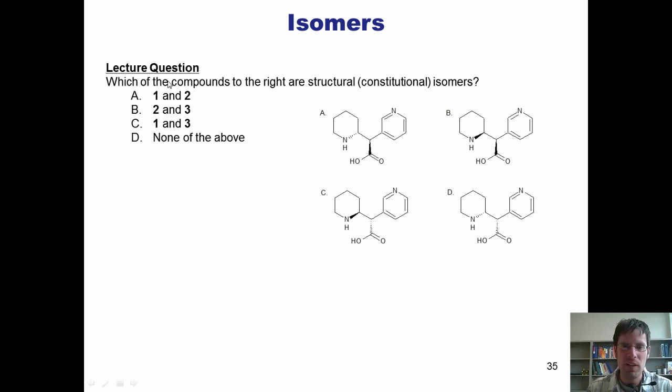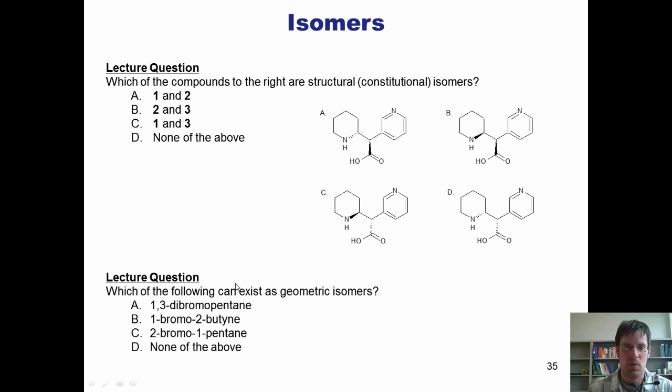Question number 1. Which of the compounds shown over here to the right are structural or constitutional isomers? Question number 2. Which of the following can exist as geometric isomers? Now remember, this term geometric isomer is an outdated term that shouldn't be used anymore, but for some reason keeps cropping up on standardized exams. What this question is really asking is which of these compounds can exist as cis-trans isomers?